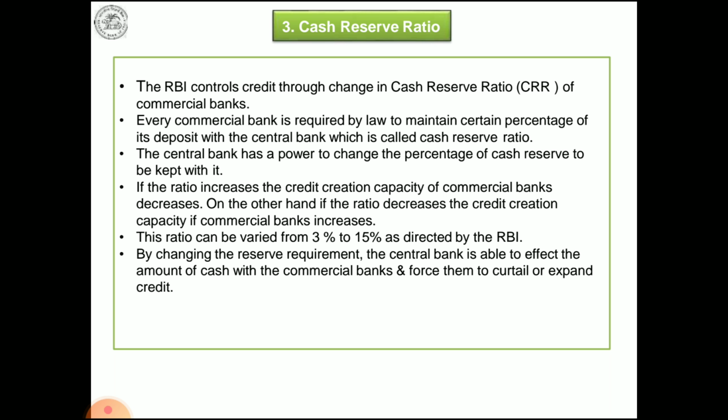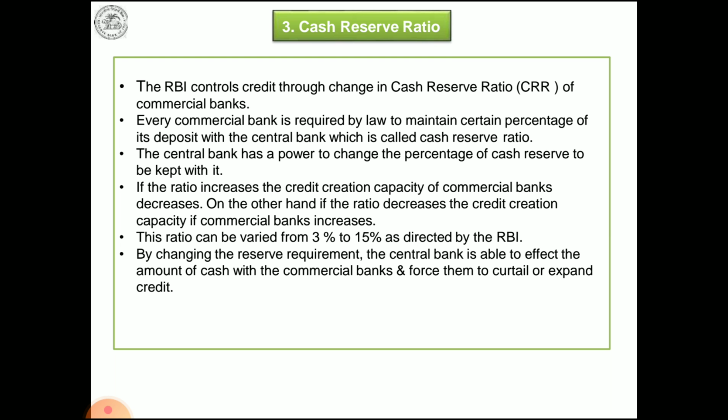So it can change it. It has full power and authority to change it. If the ratio increases, the credit creation capacity of the commercial banks decreases. Suppose the RBI increases the cash reserve ratio from 10% to 11%. Now commercial banks have to keep more money as reserves. Hence the amount available to give loans to the ultimate customers is reduced. So here control of the supply of credit will happen.